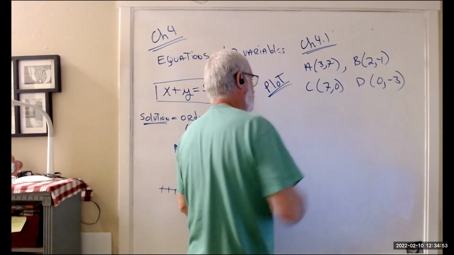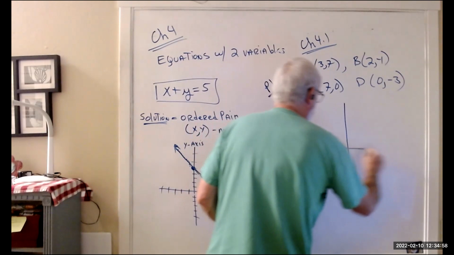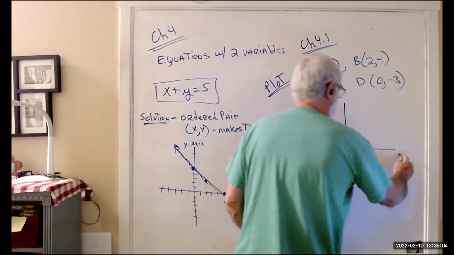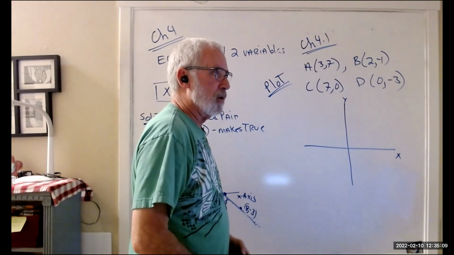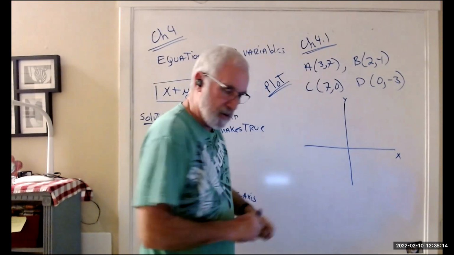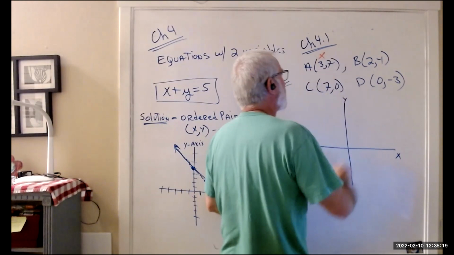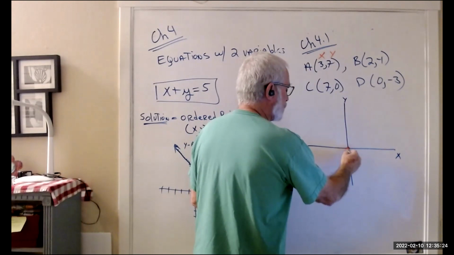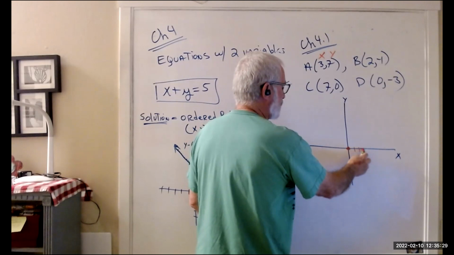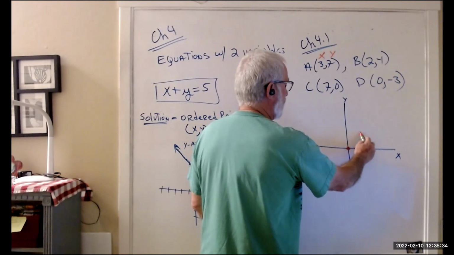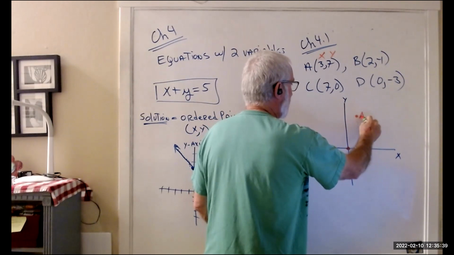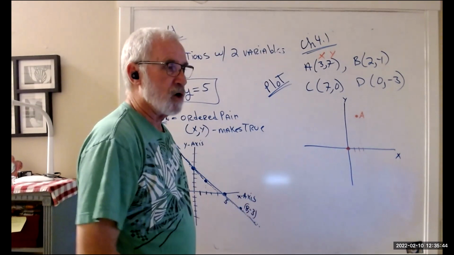Plot these. All that means is that you're going to put them on an XY axis, okay, and put a big fat dot there. So 3, 7. Remember, the first number always represents the direction of X. The second number represents the direction of Y. And you always start here. So this says go over 3 on the X, go up 7 on the Y, 1, 2, 3, 4, 5, 6, 7. And this is plotting of point A. So you put a big fat dot there. And mom will have a grid and ask you to put a dot at each one of these things.